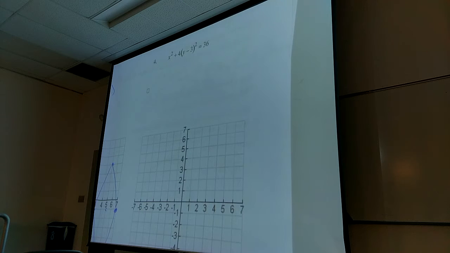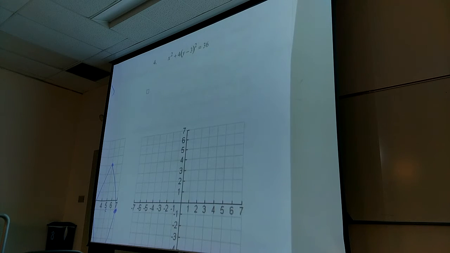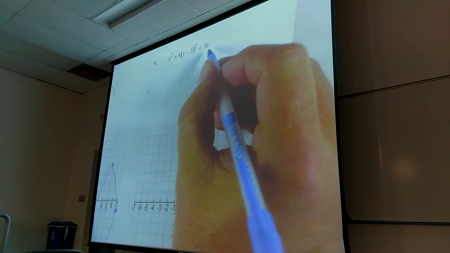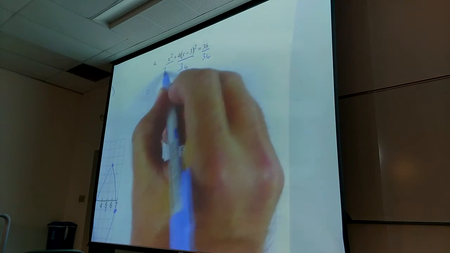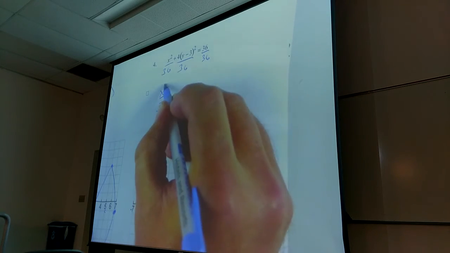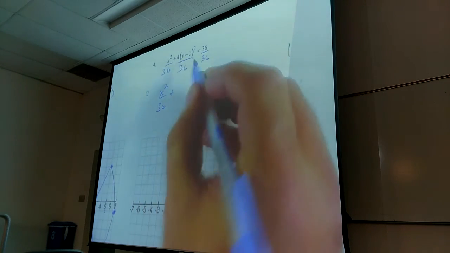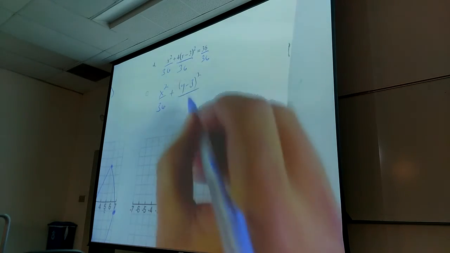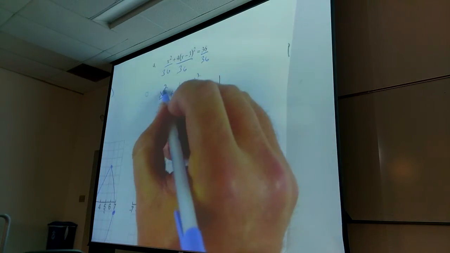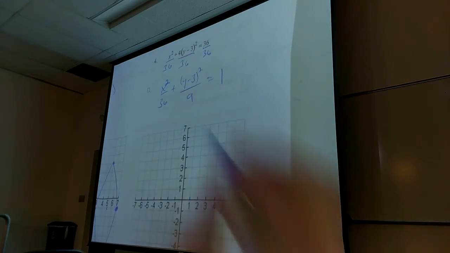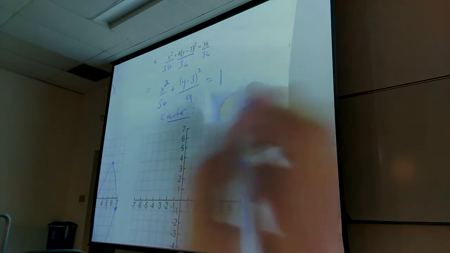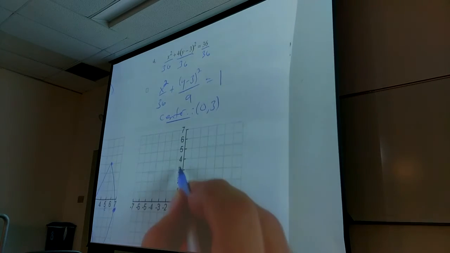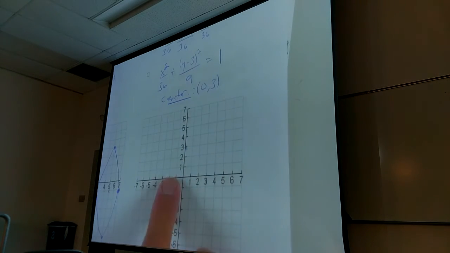Really, the very first thing you always check on these problems is, is it in the right format? And what tells you that is, is this side 1? And if it ain't, you just make it 1. Because x squared over 36 plus, what happens here? 9 equals 1. So what's the center? Good. 0, 3. So 0, 3, there's the center. Right there.